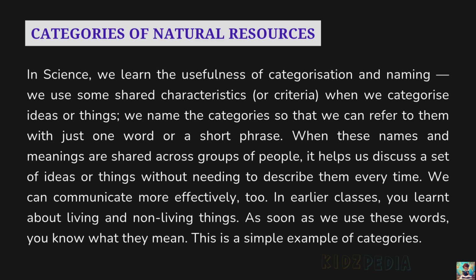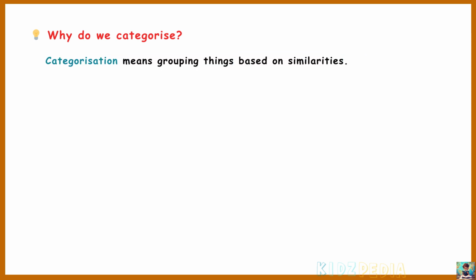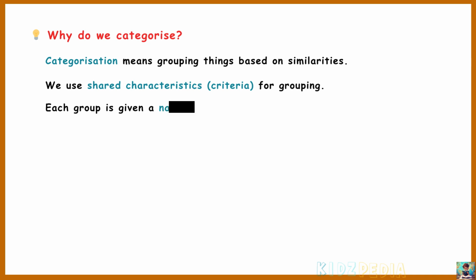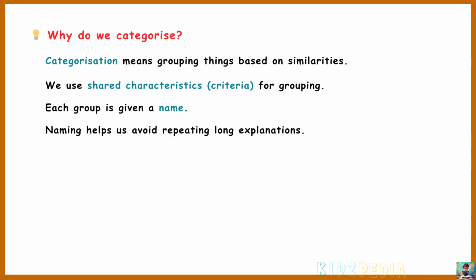In earlier classes, you learnt about living and non-living things. As soon as we use these words, you know what they mean. This is a simple example of categories. So, in science, we often group things based on similarities. This is called categorization. We also give names to these groups so that they are easy to remember and use. So why do we categorize? To organize ideas clearly, to avoid long explanations every time, to make communication faster and easier.